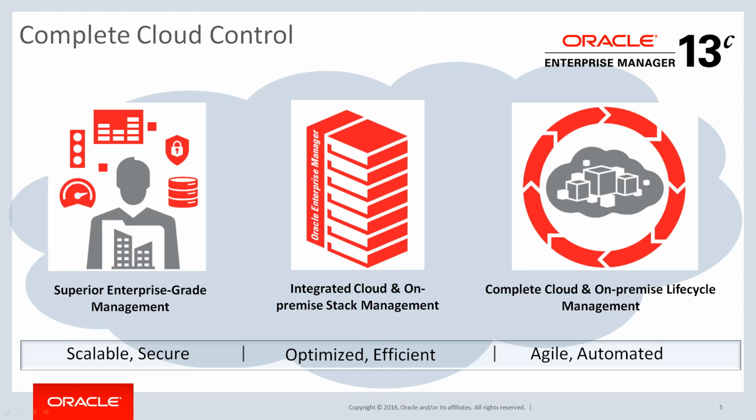In EM13C, we built on top of the 12C foundation and enhanced each of the pillars. In the first pillar, we've introduced a new always-on monitoring, which allows continuous monitoring of targets even when Enterprise Manager is down. In the second pillar, we've introduced a new infrastructure management feature, which brings together the software and hardware management capabilities of EM to provide you with a single pane of glass. In the third pillar, we've made enhancements to the lifecycle management of your on-premise, hybrid, and cloud environments. Together, these three pillars provide a single solution to manage all of your IT assets, whether it be on-premise, hybrid, or in the cloud.